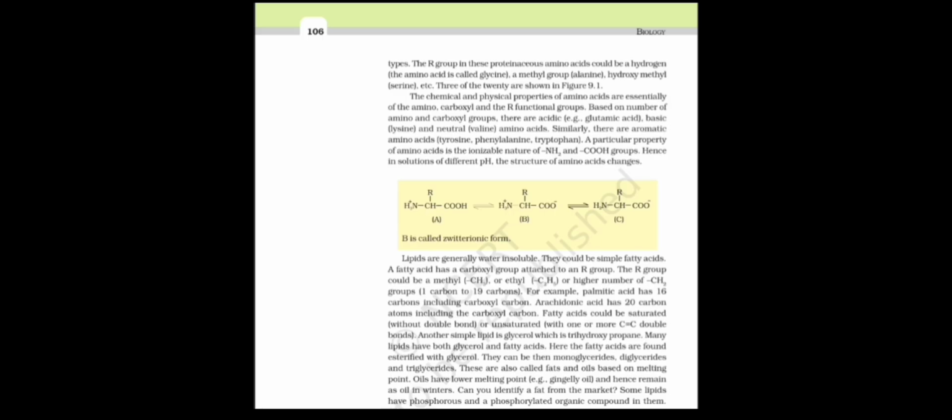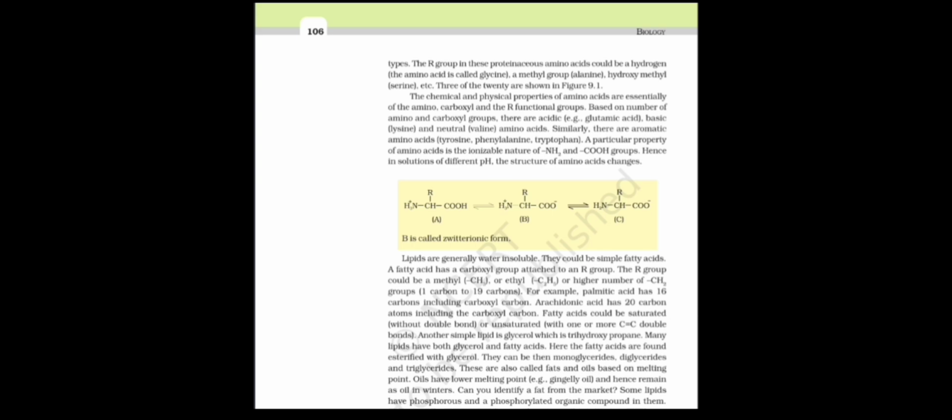Lipids are generally water insoluble. They could be simplified fatty acids. A fatty acid has a carboxyl group attached to an R group. The R group could be a methyl CH3 or ethyl C2H5, or a higher number of CH2 groups, from 1 carbon to 19 carbons. For example, palmitic acid has 16 carbons including the carboxyl carbon. Arachidonic acid has 20 carbon atoms including the carboxylic carbon. A fatty acid could be saturated without a double bond, or unsaturated with one or more C double bonds.